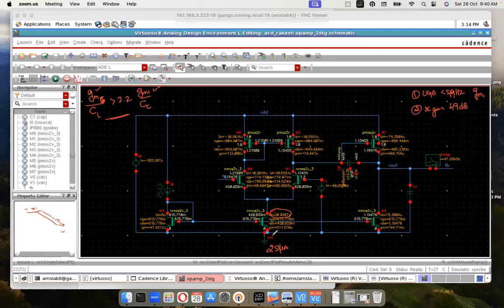We have to first improve this. If we improve the current, can we get better GM? Probably. Why? We can get better GM because the current improves. What is GM? GM is given by 2ID by VGS minus VT. If at all your ID improves, you are in for a better GM.